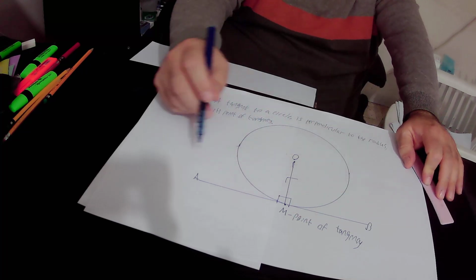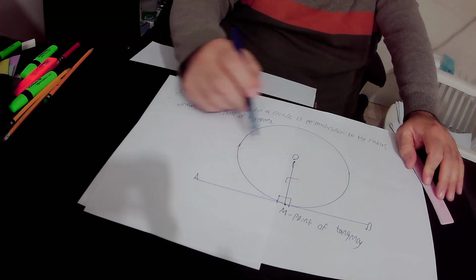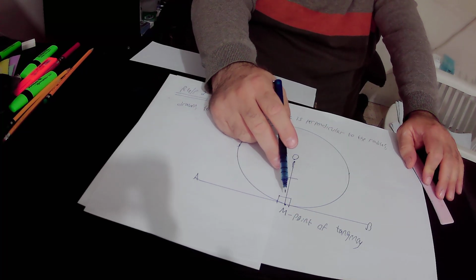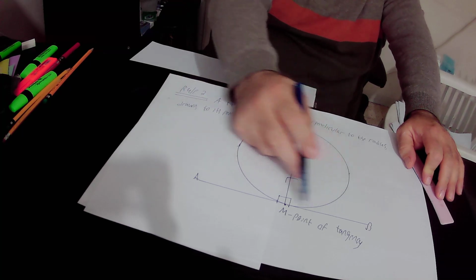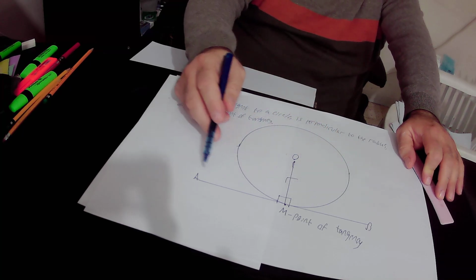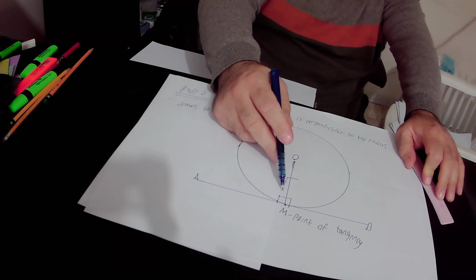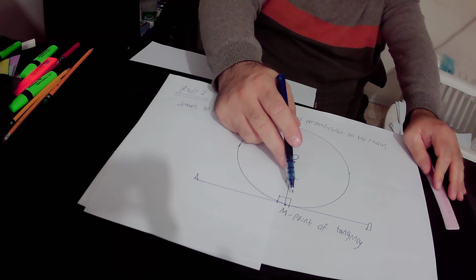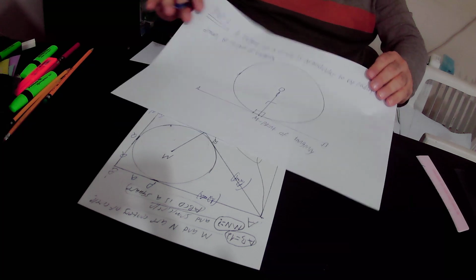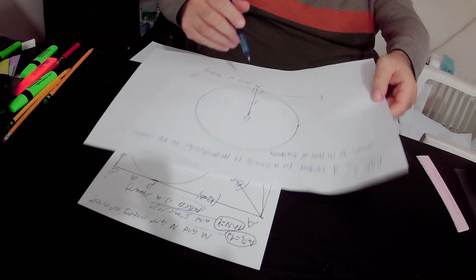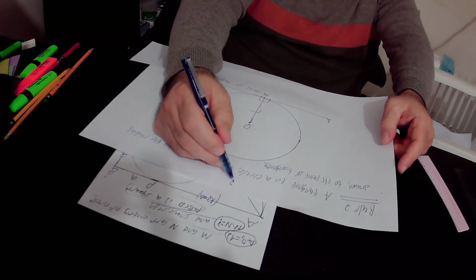Again, whenever you have a radius that is drawn to the point of tangency, then the tangent will be perpendicular to the radius. In this case, the tangent AB is perpendicular to the radius MO, that is to say, this angle equals 90 degrees, and this angle will be also equal to 90 degrees. So we can implement rule number 2 in our drawing.